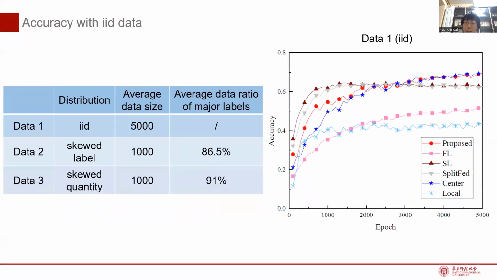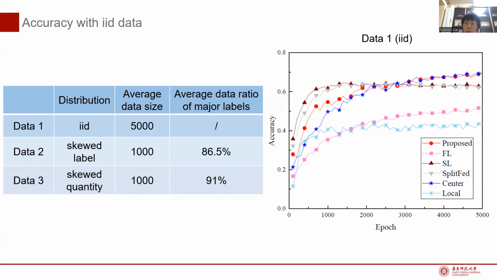Next, we compare the accuracy with add data. As seen in the table, there are 3 scenarios. The first one is independent and identically distributed. We say add. The latter 2 are non-add. The second is skewed label distributed, and the third is skewed quantity distributed.